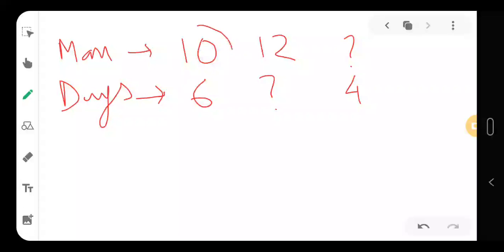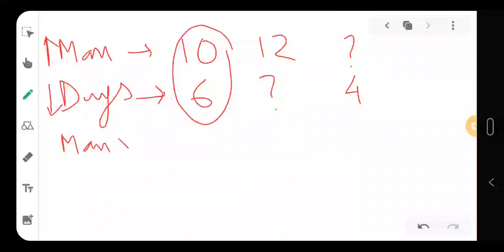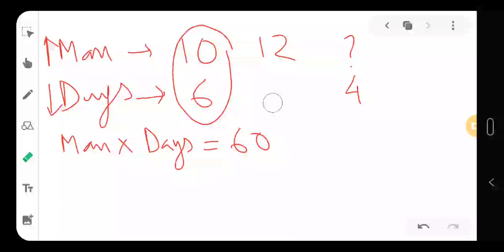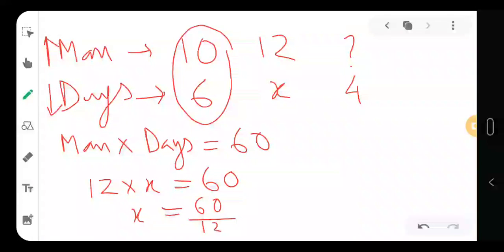You can see from the first one, I say that this relation is an inverse relationship. So the multiplication is always constant. So let me find men into days: 10 into 6 is 60. That means in all of these cases this has to be the same. Now I have to find for this one. So let me take this as x. I can write that 12 into x has to be 60. So x has to be 60 divided by 12, which is 5. So instead of x I can write here 5. So something like this we have to do.